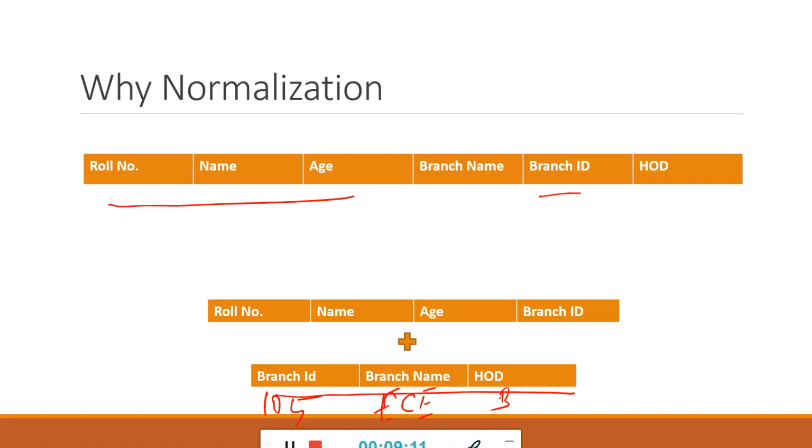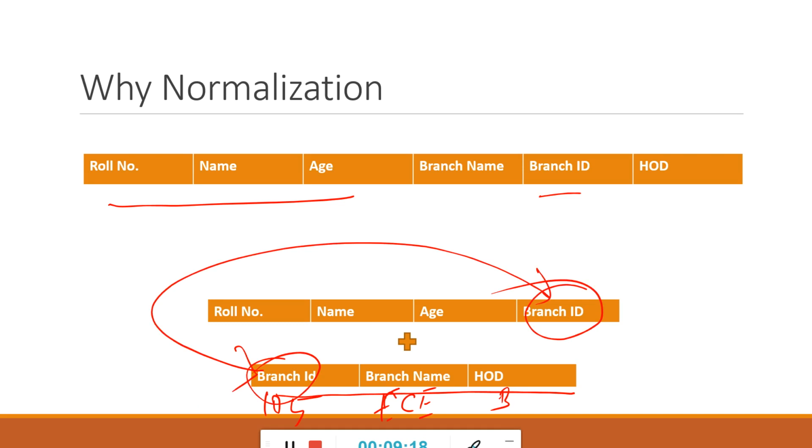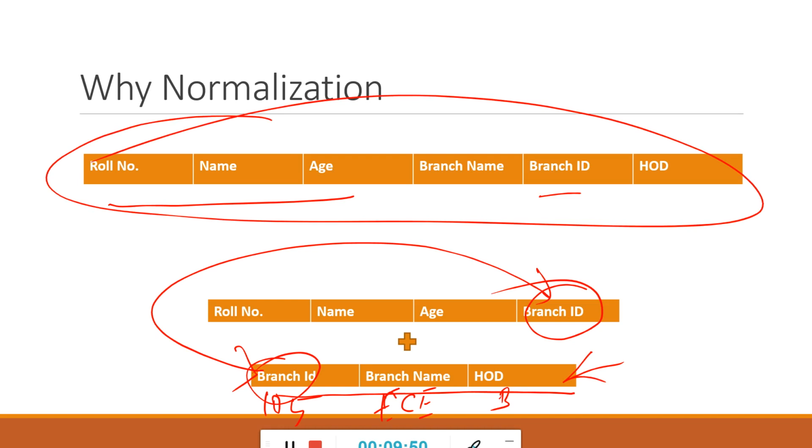Coming to this, over here we are just taking the branch ID from this table and mapping it with the branch ID available here. So whenever we are adding any student, we just use the branch ID: 101 for CSE, 102 for ME, 105 for ECE, and 106 for EEE. If we map from this relation, we can get the name of the branch and the HOD of the branch. So normalization basically resolves the issues we have seen, the anomalies of update, delete, and insert, by dividing the attributes into two tables so that things get easier.